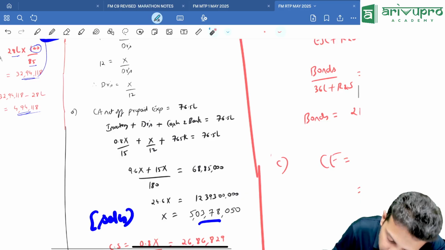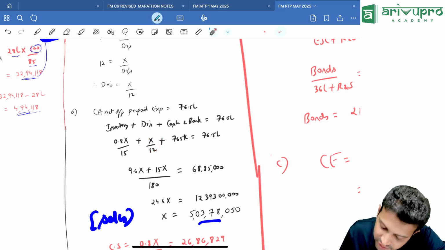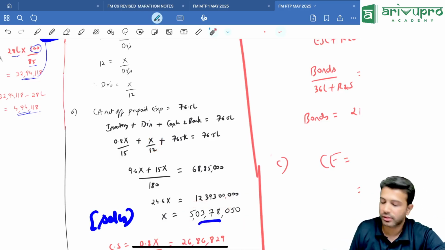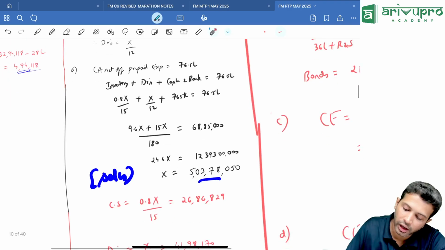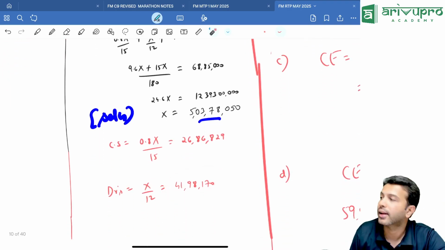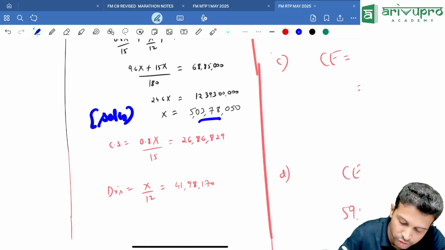Similarly, how do you get debtors? Debtor is x by 12. X is how much? 5 crore 3 lakh 78,050. So take this number and divide by 12. How much are you getting? 41 lakh 98,050. If you want, you can also write it down.